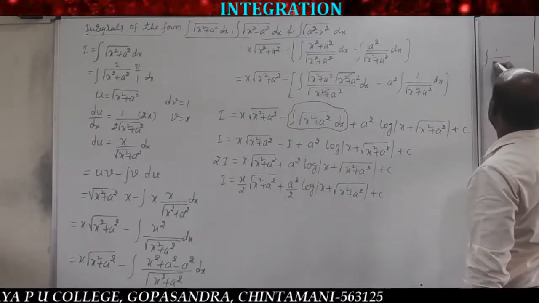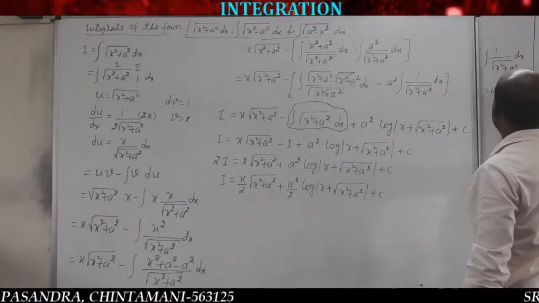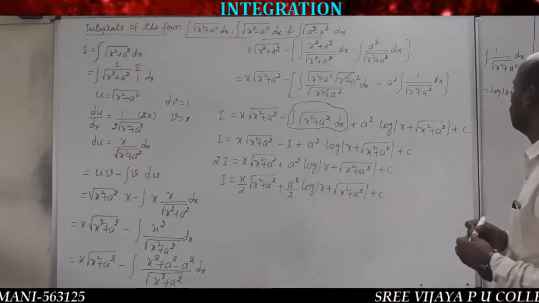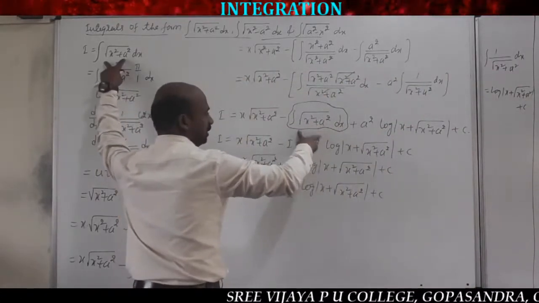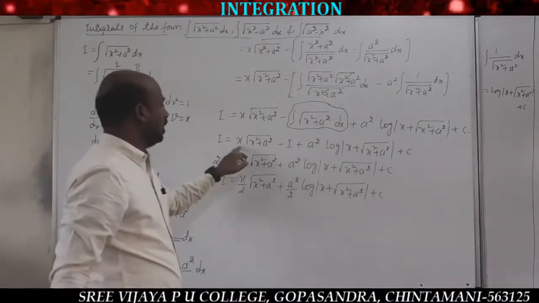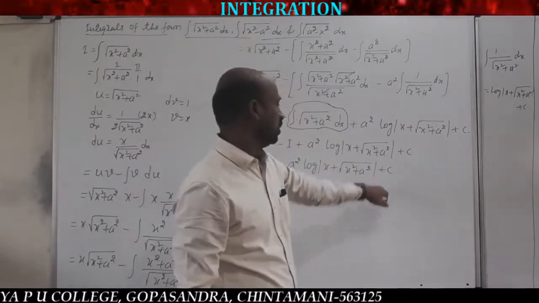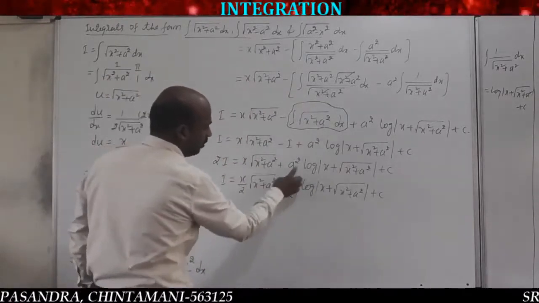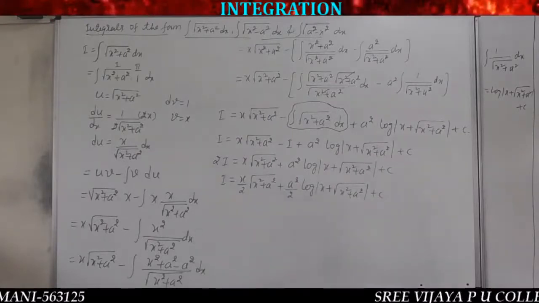We know that integral of 1 upon root of x square plus a square with respect to x is equal to log of modulus of x plus root of x square plus a square plus c. Okay? So that is in the function, the same I on both sides, minus I, take it over, I plus I, you will get 2I is equal to x into root of x square plus a square plus a square into log of modulus of x plus root of x square plus a square plus c. So finally integral I is equal to x by 2 root of x square plus a square plus a square by 2 log of modulus of x plus root of x square plus a square.